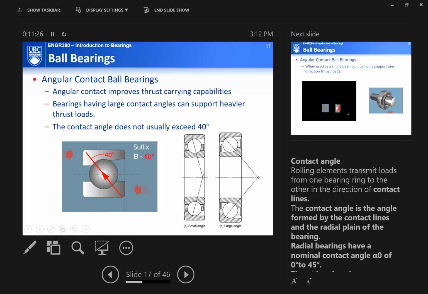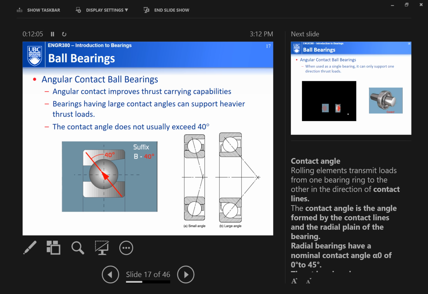Now, if you enlarge this contact area here, you will find that this portion here is a point-to-point contact. So if you have a load in that direction, along this line of action here, this angle is the so-called contact angle. And the contact angle actually determines how much thrust load it can carry.